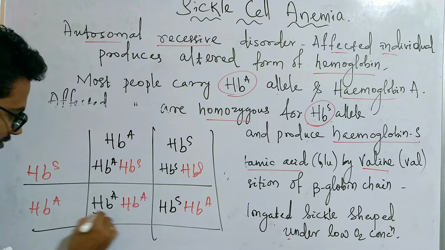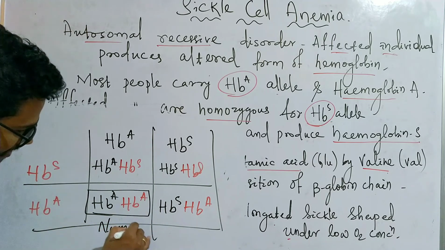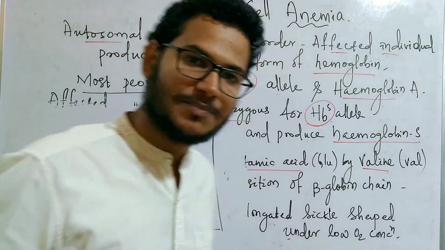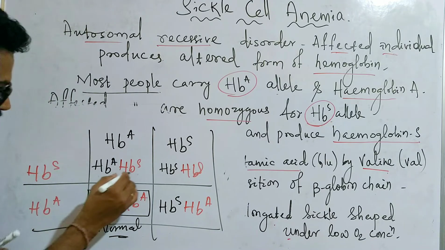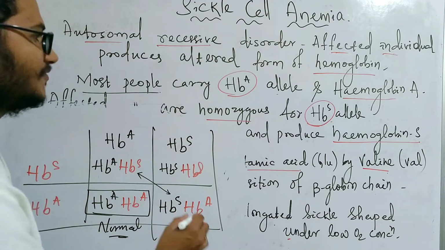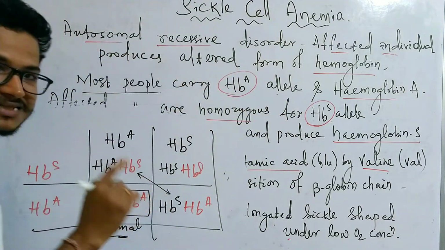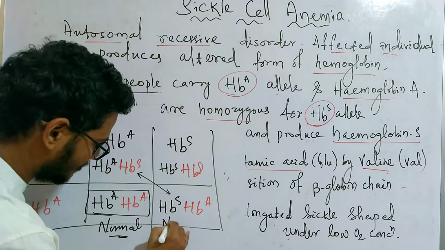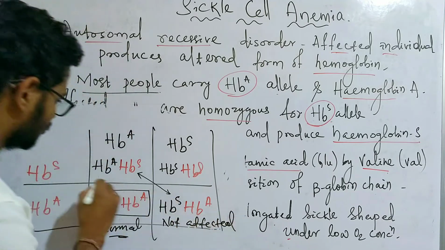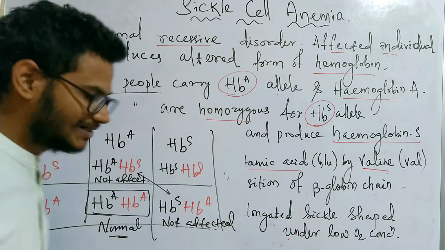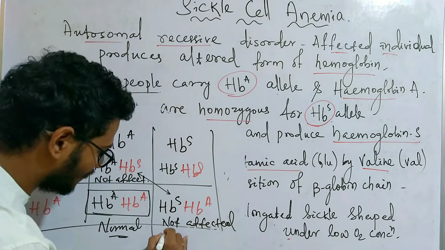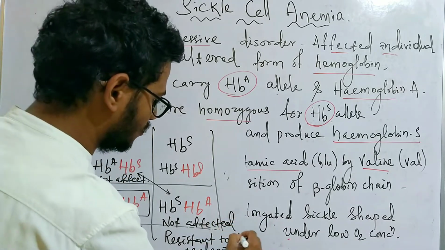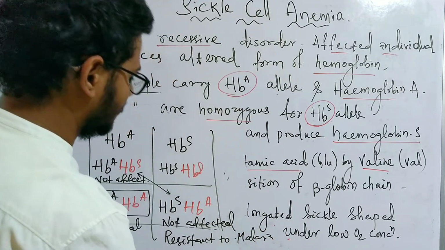Here this individual is normal because it has both the HbA alleles, which is found in most of the people, in normal people without any disorder. Again, these two are having both types of alleles. So they are silent carriers of the disorder. Sickle cell anemia is not found in them and they are not affected. This one is also not affected. And one thing we need to note down here is that they are resistant to malaria. These are resistant to malaria. Okay, malaria resistant. Clear?